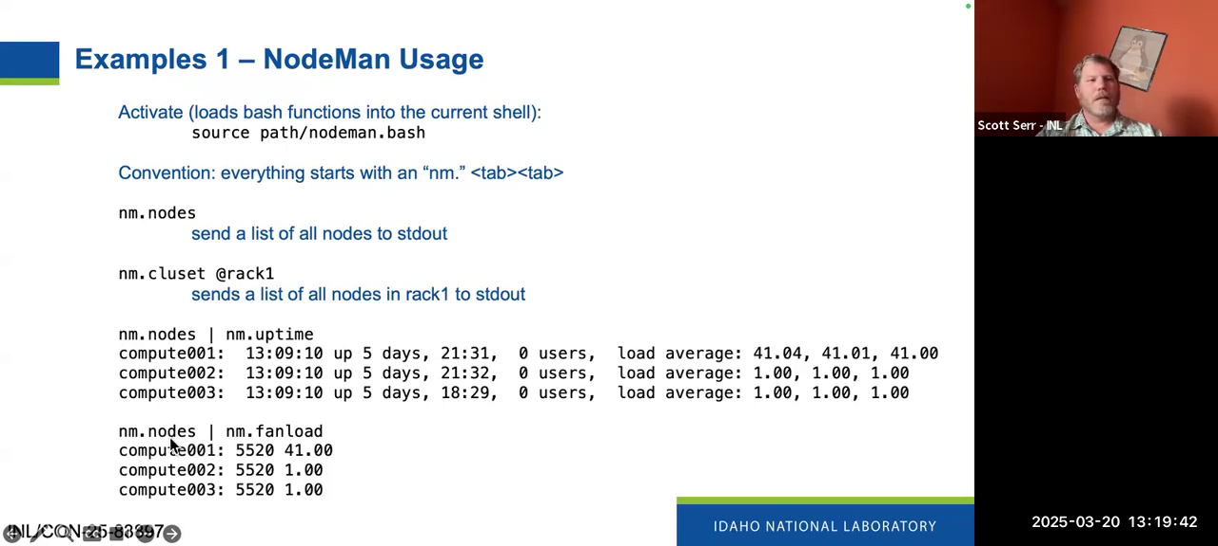NodeMan, or sorry, the nodes function sends all the compute nodes to the fan load function. And the fan load function gives me the fan RPM and the load of the system. The fan RPM is coming from IPMI, and the load is coming off the OS. So two different sources of that information. They're collated together and thrown as a line in the output.